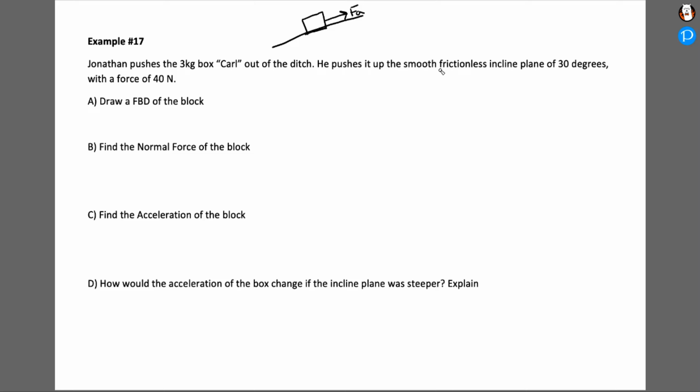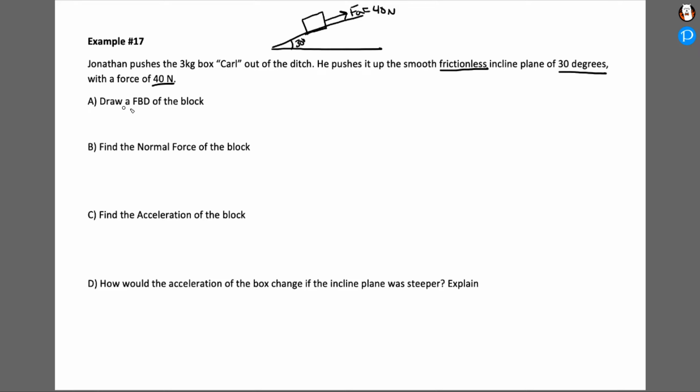And once again, they're making it kind of easy for us. It is frictionless, so we don't have to worry about the force of friction here. And it's a 30-degree angle again. So here's our hill that he's pushing it up. This angle here is 30 degrees. And they tell us that he's pushing with a force of 40 newtons. So this force applied right here, we'll say, is 40 newtons is what he's pushing with.